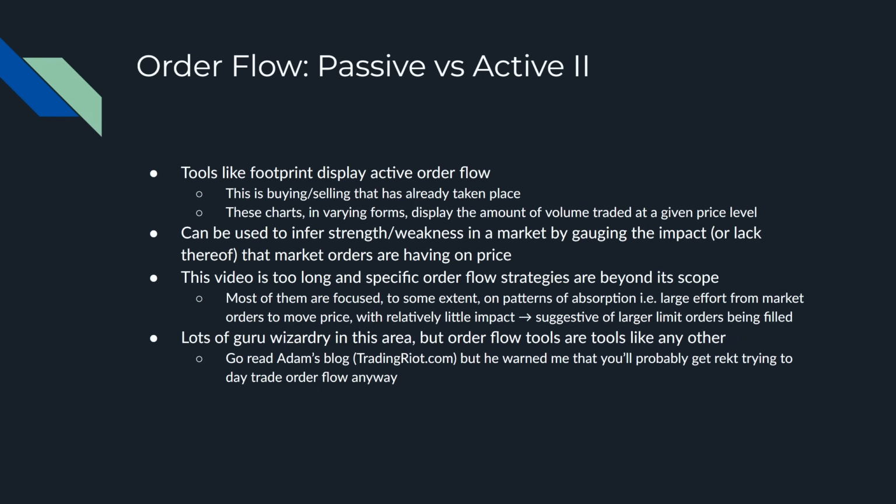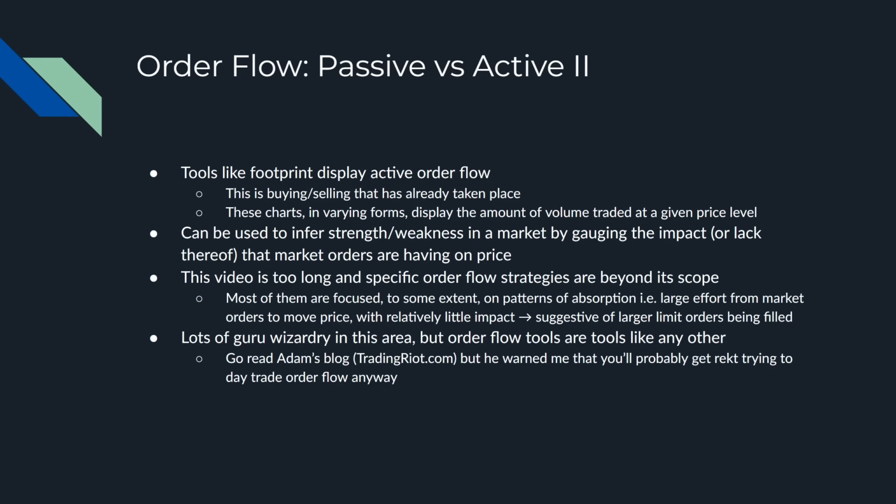So most active order flow strategies, to some extent, are focused on patterns of absorption or lack thereof. Essentially, by absorption, I mean a large effort from market orders to move price with relatively little impact, which, as per our examples, would suggest that larger limit orders are being filled and are willing to soak up all that one-sided flow.